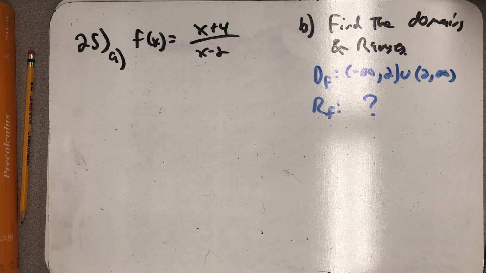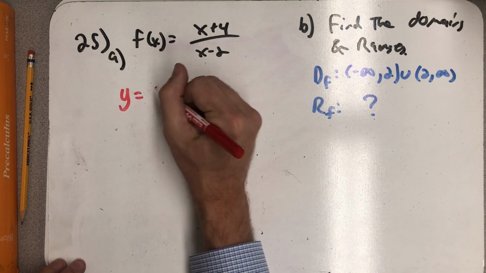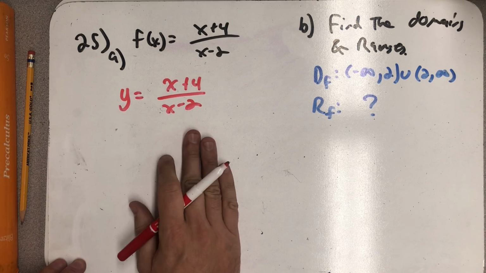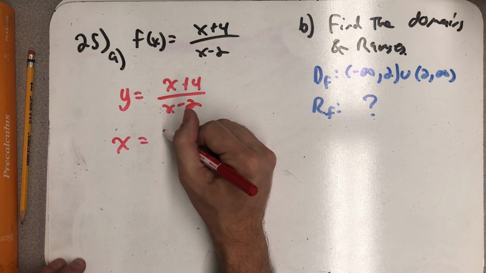But let's find the inverse function in part A, because we were asked to. And then maybe things will make sense over here. So I write it down as y equals. I swap the x's and y's.